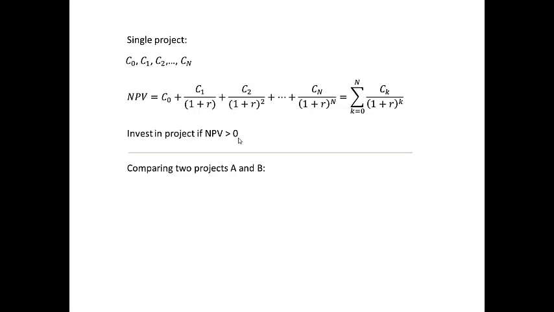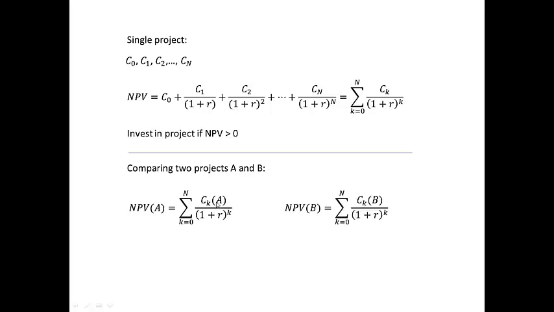Comparing two projects A and B, the NPV of project A is, using the same formula here, the net present value of the cash flows of project A, and the NPV of project B is the net present value discounted by the interest rate for the cash flows of project B. And you should invest in project A if the net present value of A is greater than the net present value of B, or you should invest in B if the net present value of B is higher.